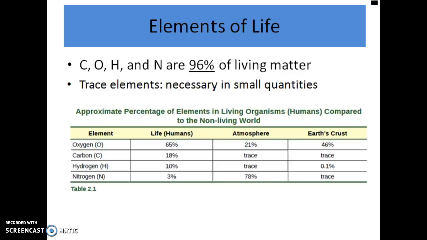There are also other things that we're going to call trace elements. When you look at the nutrition facts on the cereal box, you'll see some of these things. Things that aren't carbon, oxygen, hydrogen, or nitrogen, but are important for you to be alive. So they're really needed, but they're only needed in very small amounts. So you don't have to have a big part of your body made up of them, but you need to have them to stay alive.